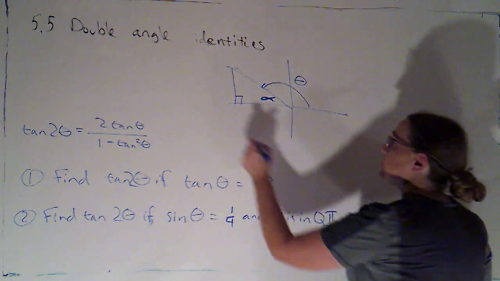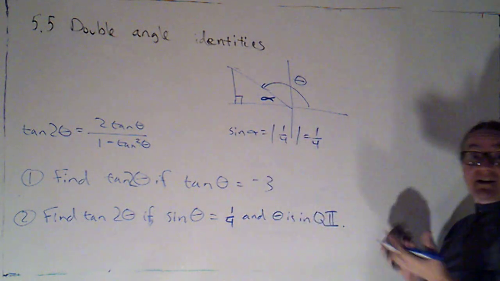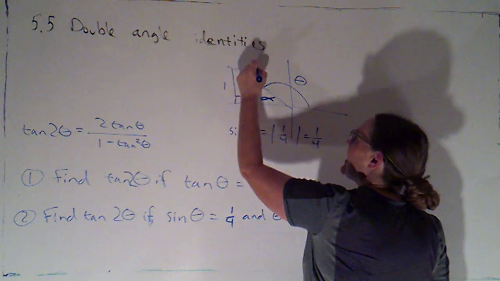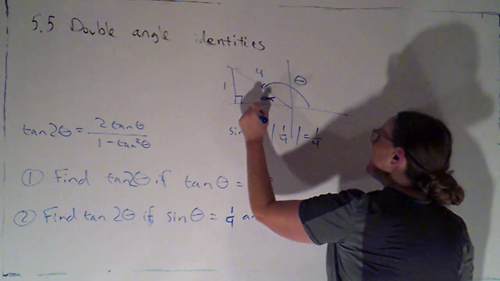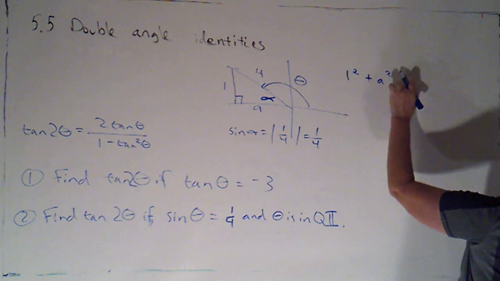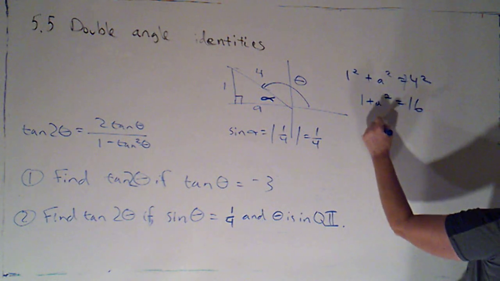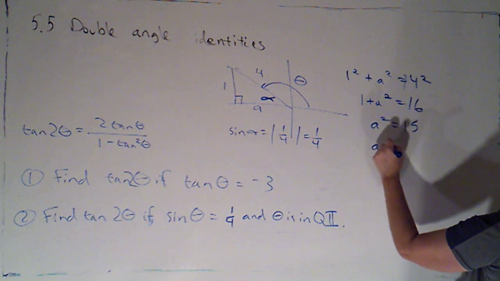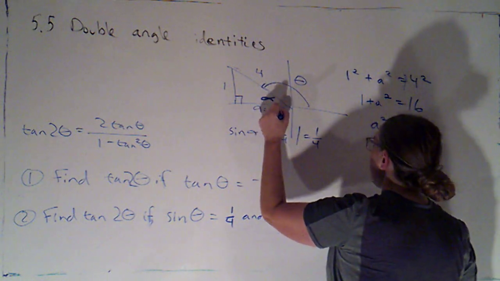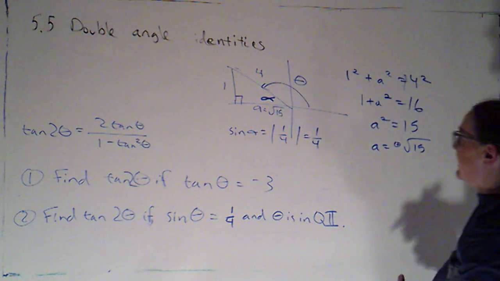Now, if sine of theta is 1/4, I know that sine of alpha is just the absolute value of 1/4, which is actually exactly the same because sine was positive in quadrant 2. So I can label the opposite side 1 and the hypotenuse 4. I'm going to want to get the adjacent side. So 1 squared plus a squared is equal to 4 squared. 1 plus a squared is 16. a squared is 15. a is positive the square root of 15. And again, it's positive because I'm solving for actual side lengths in the triangle with alpha in it, as opposed to signed side lengths. Okay.